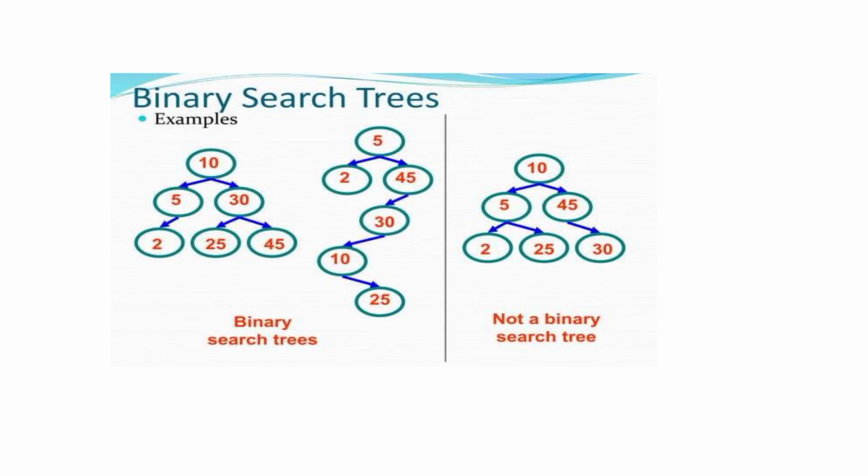On the right-hand side, it follows the binary tree property, but it does not follow the lesser and greater value properties. 10 is the root node. Here 5 is placed on the left-hand side, that is correct, and 45 is also correct. But 25 is greater than the root node 10, so it should be placed on the right-hand side, but it is placed on the left-hand side, so it is not a binary search tree.